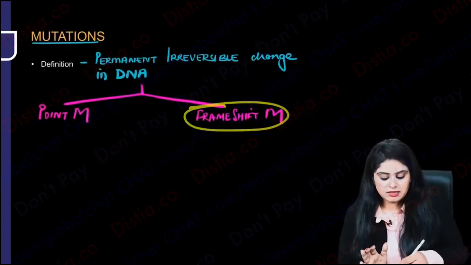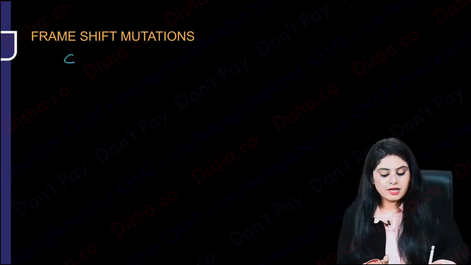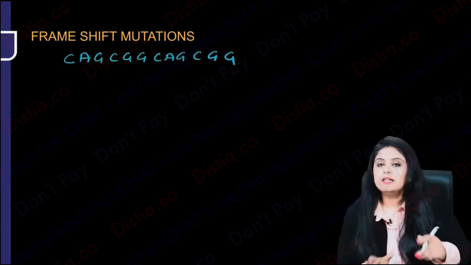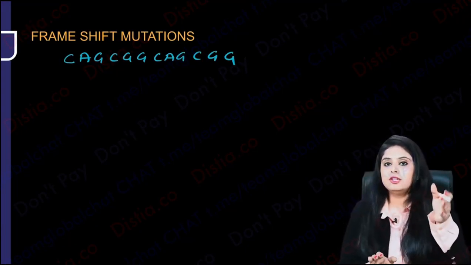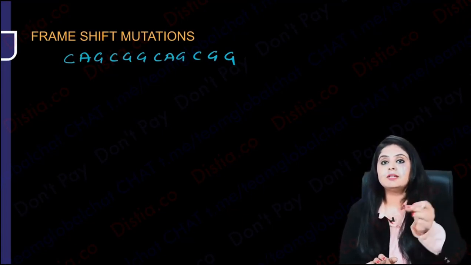Now let's move on to the other one, which is known as a frame shift mutation. Now what is a frame shift? Again, I'll write any random sequence; you need not follow this one only, okay? So now how did you read it? You said ma'am is writing CAG, CGG, CAG. You started reading alphabet, alphabet, alphabet.